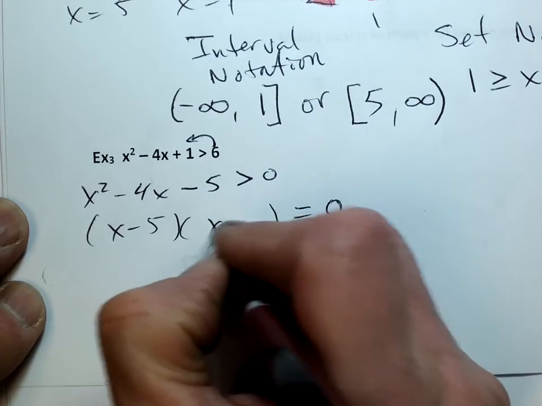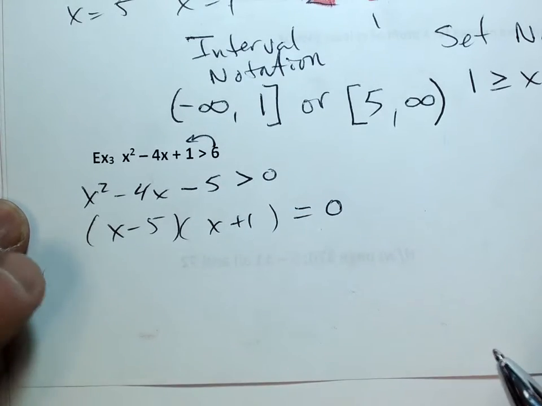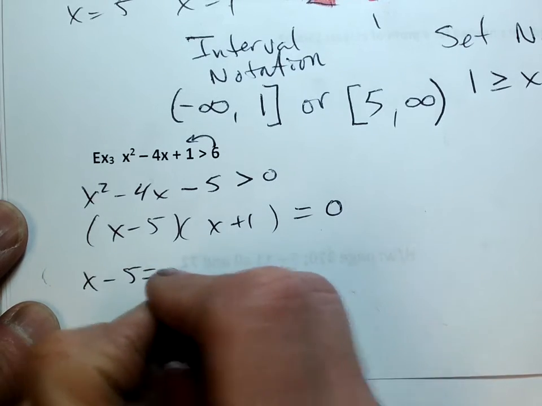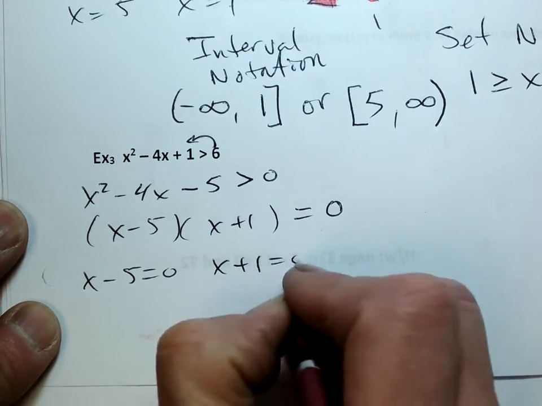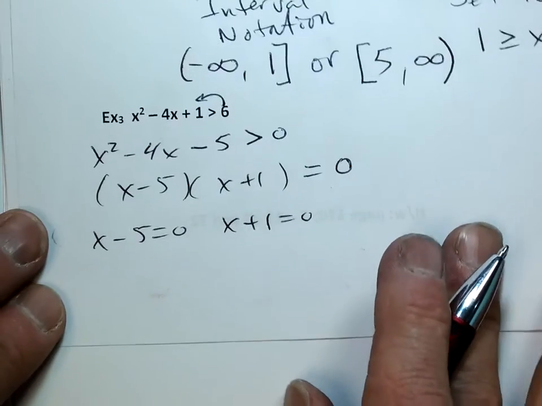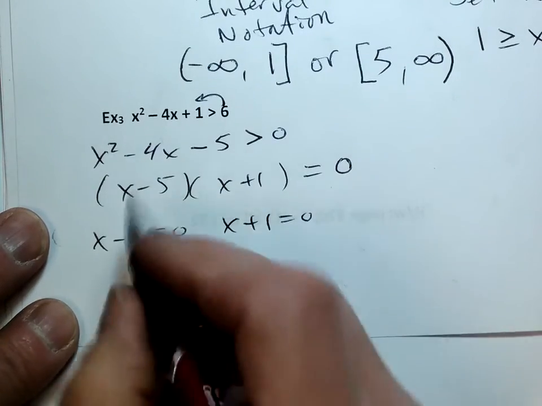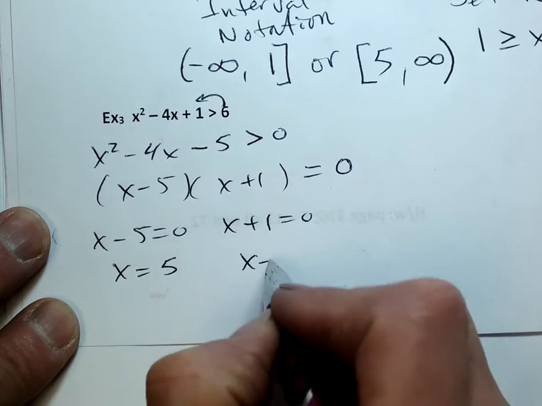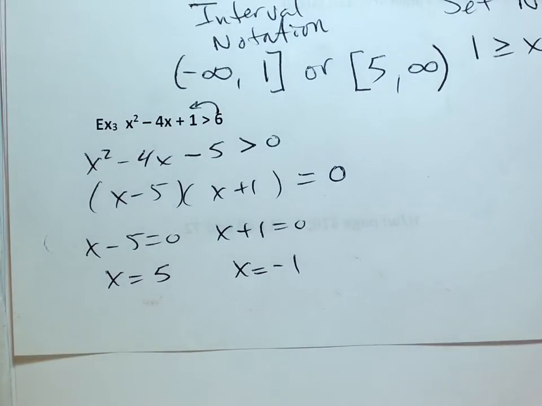Minus 5, plus 1, right? X minus 5 equals 0. X plus 1 equals 0, right? Plus 5. One border point is 5. Minus 1. Another border point is negative 1. Okay, so, all right.